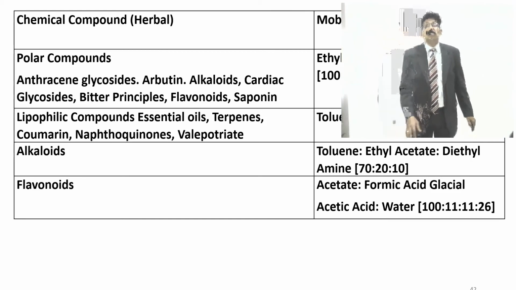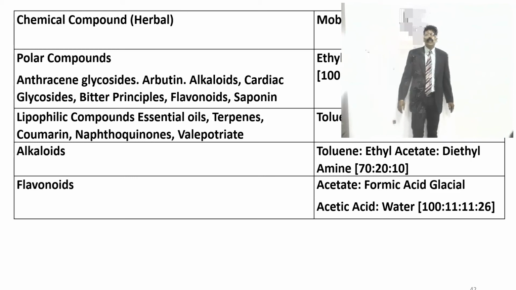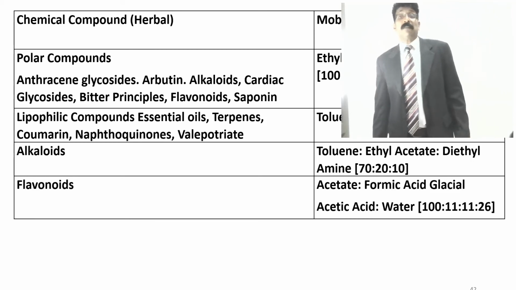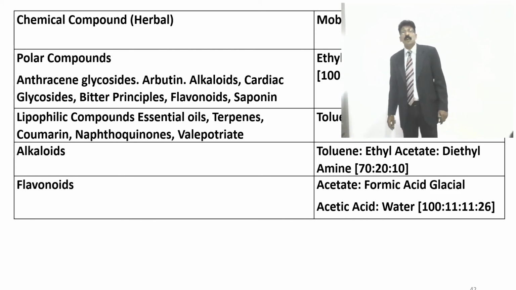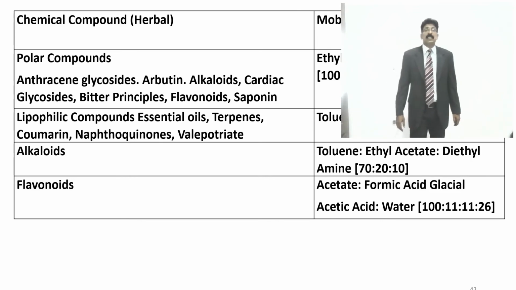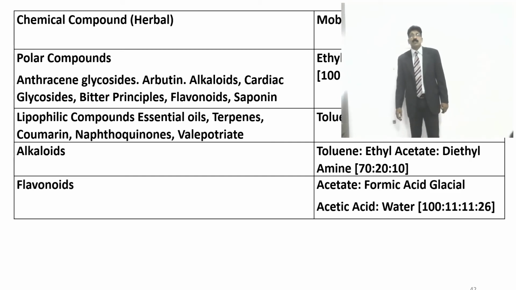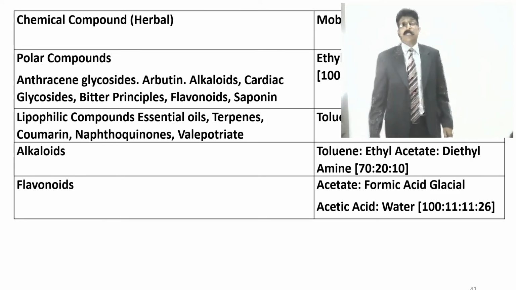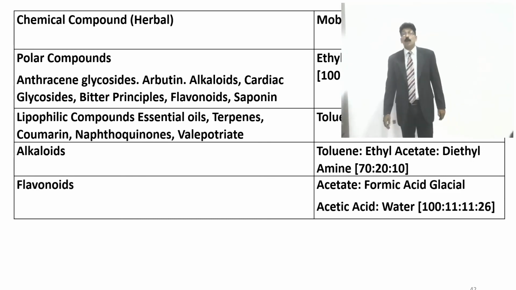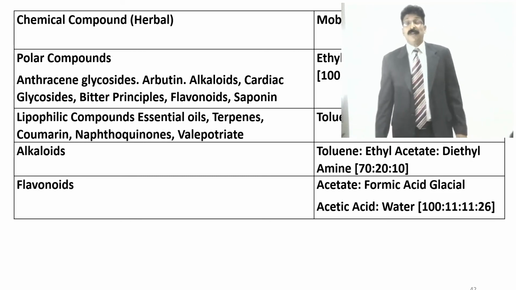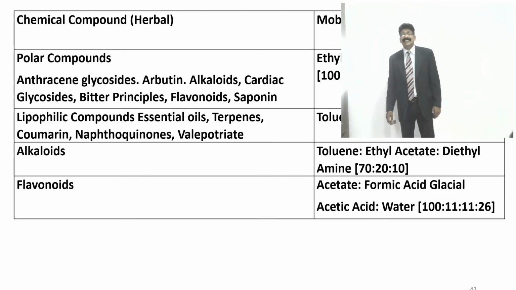Ethyl acetate and toluene as a solvent system can be used for anthraquinone glycosides, alkaloids, cardiac glycosides, bitter principles, flavonoids and saponins, and lipophilic compounds, essential oils, terpenes and coumarins, naphthoquinones, valepotriates. For valepotriates, toluene and ethyl acetate can be used in certain ratios, and for alkaloids, toluene, ethyl acetate, diethylamine 70:20:10.